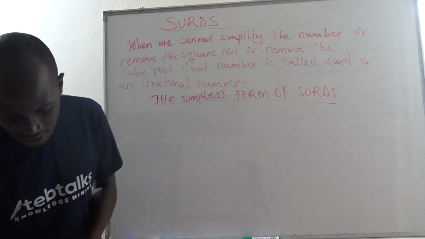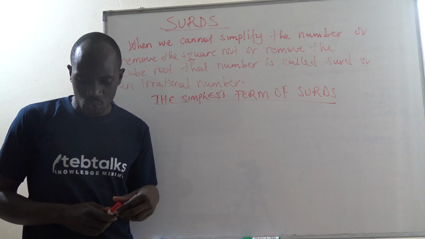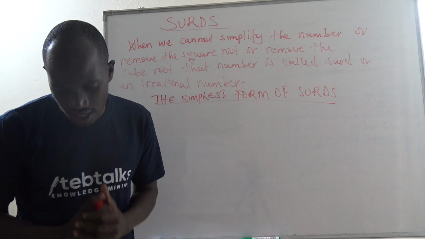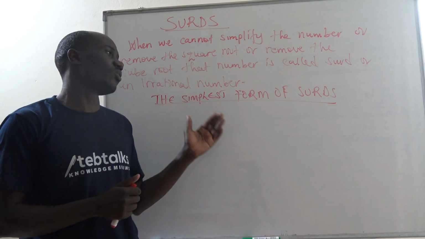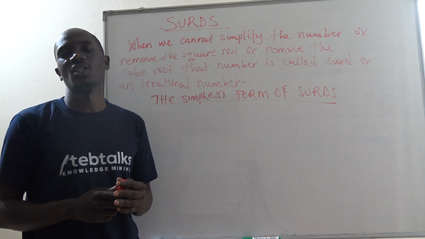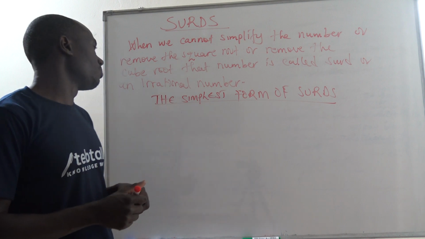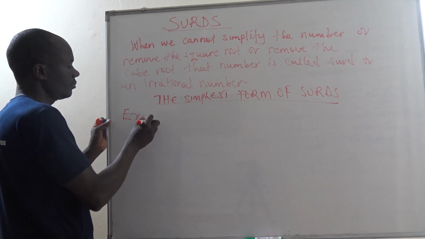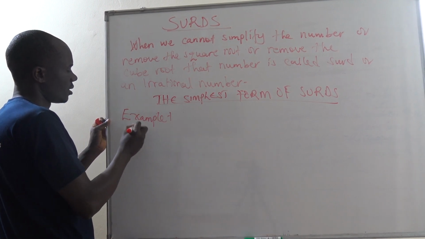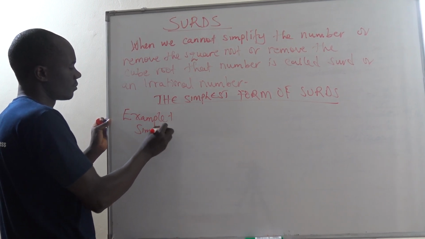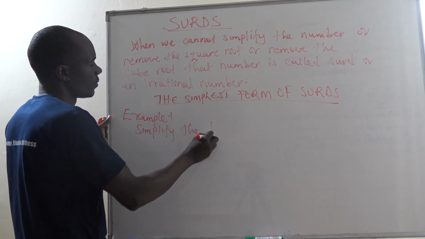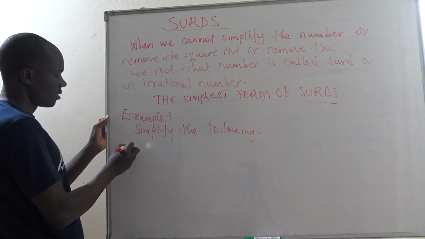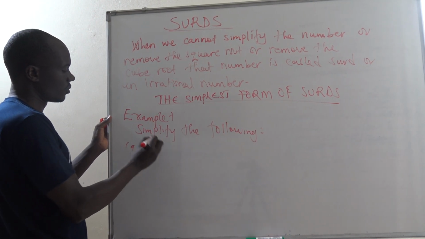So here we normally say that if a number under the root sign has a perfect square, then it can be reduced to its simplest form. So we are going to be taking examples on them. Example 1. Simplify the following. Part A, root 8.